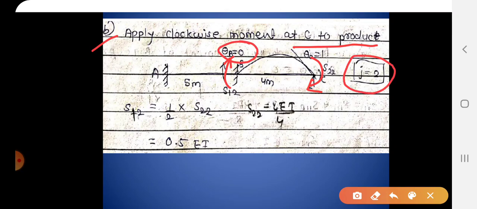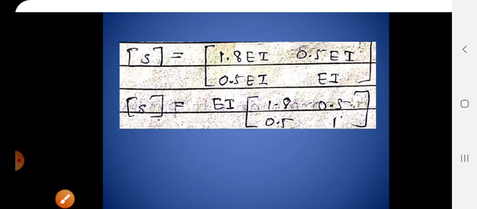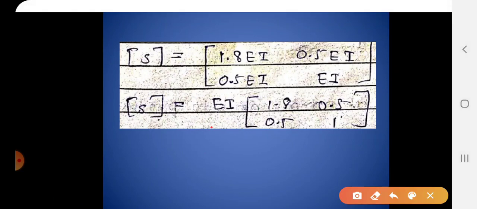So the force at C will have the title S22, and at B S12. Okay, so now we will get the value of S22 first: 4 EI by L, where L is 4, so 4 EI by 4, that is EI. Then S12 will be half of S22, therefore 0.5 EI. So we have derived this stiffness matrix, taking EI outside: 1, 0.5, 0.5, 1.